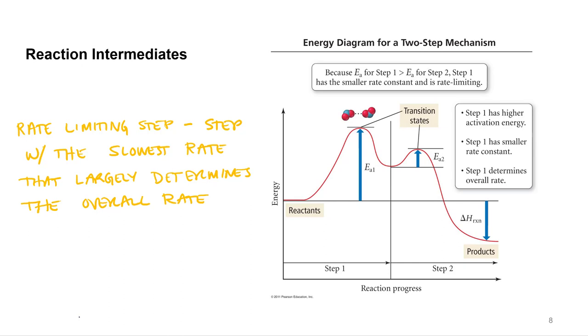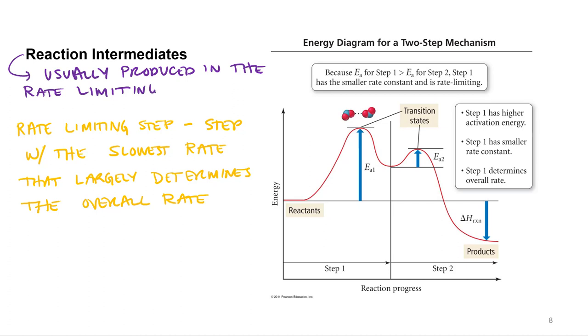If there are multiple steps, and there has to be if we're talking about a rate limiting step, the reaction intermediates are usually produced in the rate limiting step. Not always, but usually. Sometimes they're even called rate determining steps. Usually they're pretty high potential energy, so unstable. And if they're really high potential energy and unstable, do you think they're reactive or unreactive? Reactive. So once you make those, boom, they're going to react right away. It just takes some time to make those reaction intermediates, and that's usually going to be your slowest step. Once you make those, they go on and react fairly quickly.